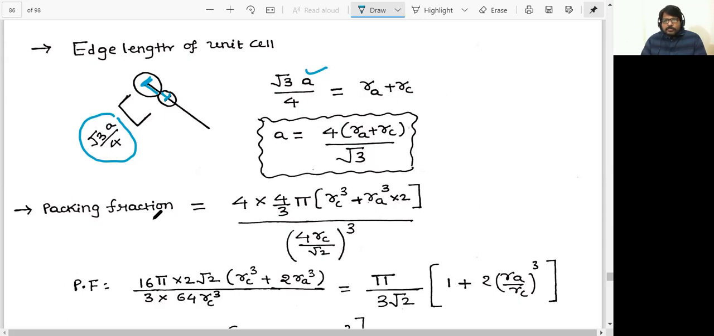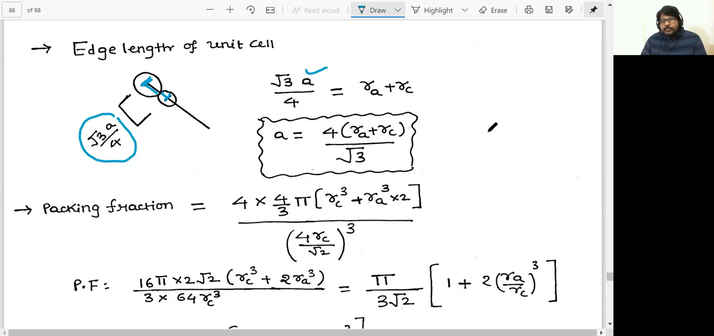And if you find the packing fraction, it means the total volume occupied by all ions divided by the volume of unit cell. Here there are effectively 4 cations and 8 anions. The volume of 4 cations will be 4 into 4 by 3 pi r_c cube. But anions are 8, so the volume of anions will be 8 into 4 by 3 pi r_a cube. So you are taking the volume of cations plus the volume of anions. Here 4 into 4 by 3 pi is common, so that is r_c cube plus 2 times r_a cube.